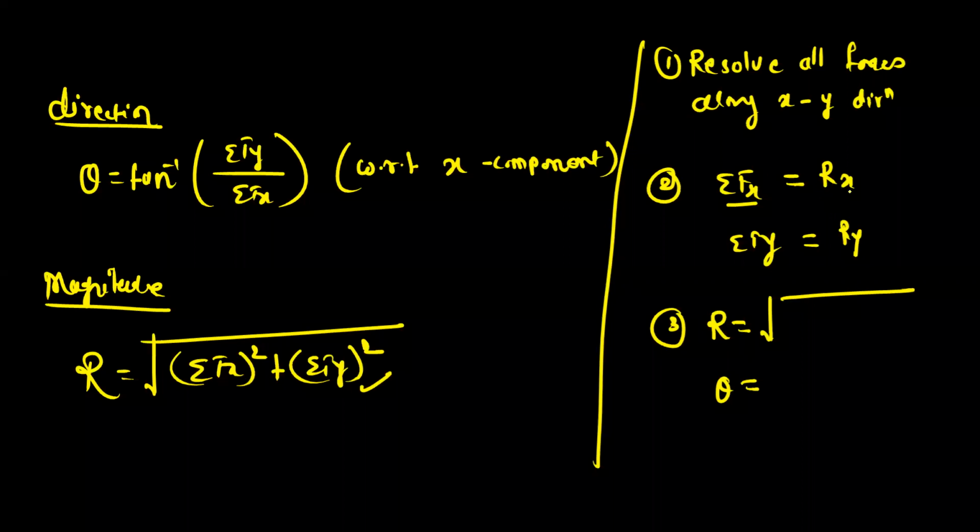So observe the sign and accordingly decide the quadrant. If both are positive, you will get the first quadrant. If Rx is negative, this is the second quadrant. Both negative, third quadrant, and if Ry is negative, then fourth quadrant. So by observing the sign of summation Fx and summation Fy, you can decide the position of the resultant, whether it is in the first, second, third, or fourth quadrant. I hope you have understood how to find the resultant for a concurrent force system.